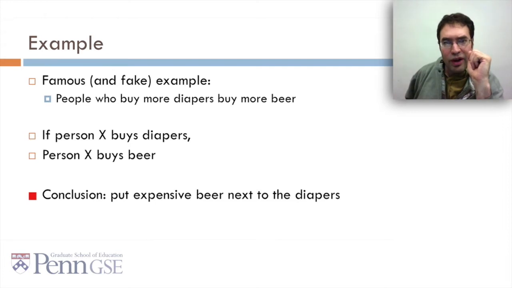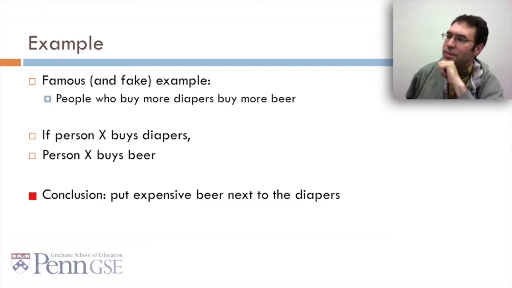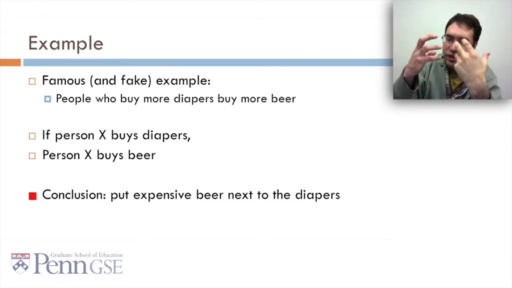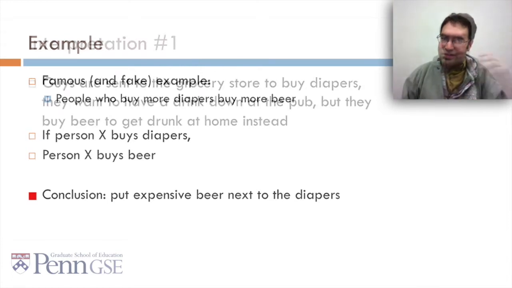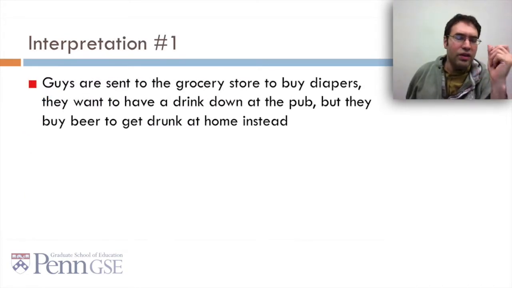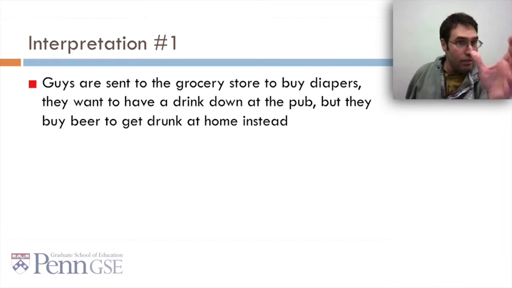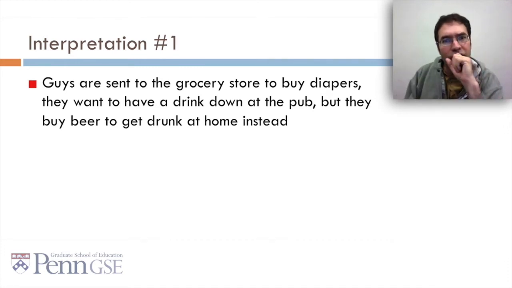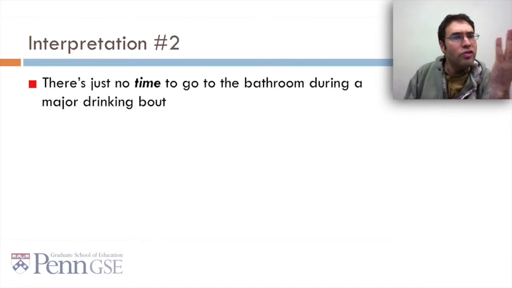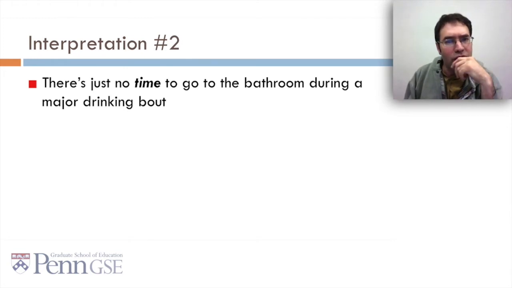Put expensive beer next to the diapers, because that guy who's going to get diapers is going to buy beer, so get the really expensive good stuff there so he'll buy that. Now, as with anything, there are multiple interpretations for this rule, and it's important to keep that in mind. For example, it might be that a guy is sent to the grocery store to buy diapers, he wants to have a drink down at the pub, but he buys beer to get drunk at home instead. But it also could be that there's just no time to go to the bathroom during a major drinking bout.